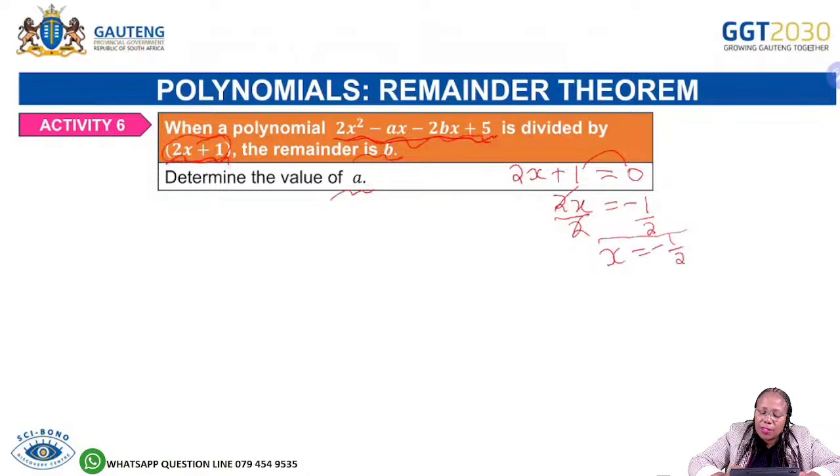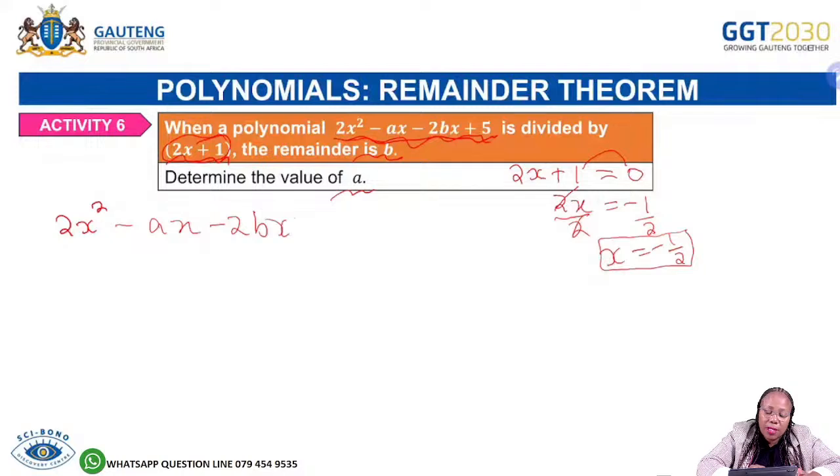So we will be substituting x equal to minus a half into our expression. So our expression is 2x squared minus ax minus 2bx plus 5. And then where we have an x, we are going to substitute that with a minus half.